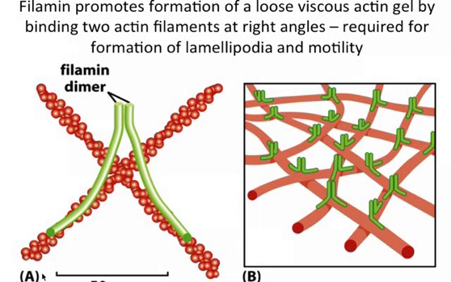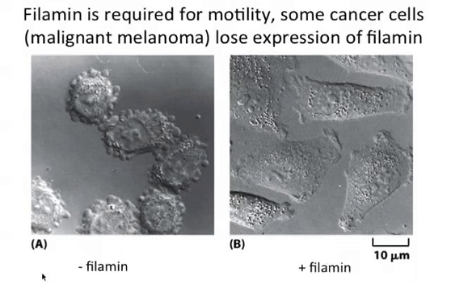So this is filamin. Filamin promotes formation of a loose, viscous actin gel by binding to two actin filaments at right angles, and this is required for formation of lamellipodia and motility. You're more likely to find filamin and web-like gels in cells that are moving, right? It's actually required for motility. In some cancer cells, specifically malignant melanoma, they lose expression of filamin.